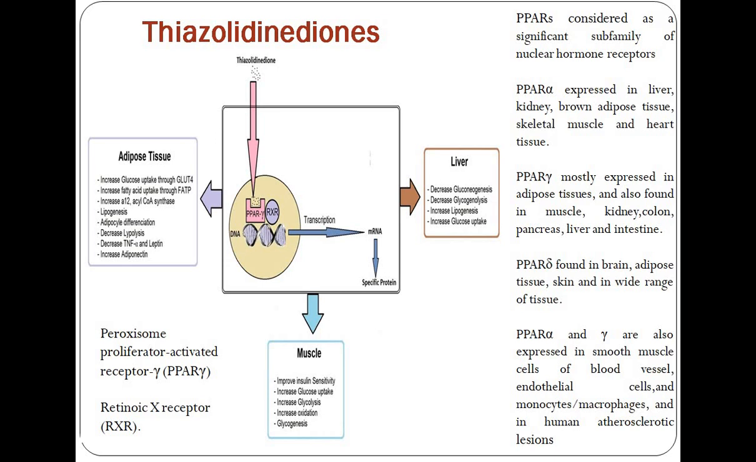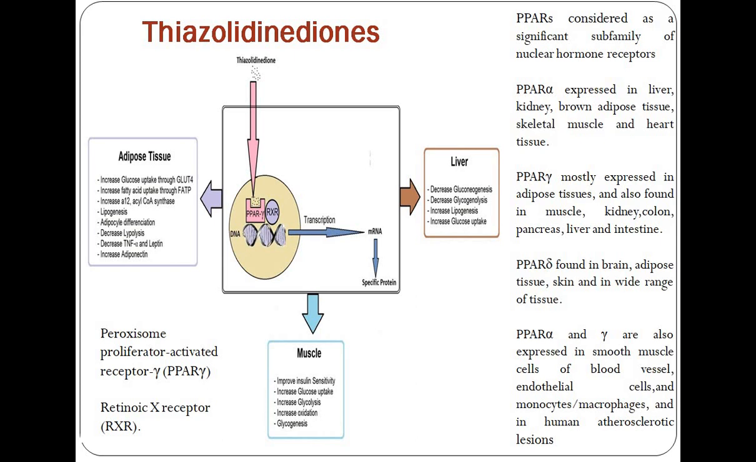Next is thiazolidinedione. Now in case of the thiazolidinedione, the role of the peroxisome proliferator activated receptor gamma is important. It is the nuclear hormone type of receptor, and retinoid X receptor is also present. Now what will happen in this particular case?